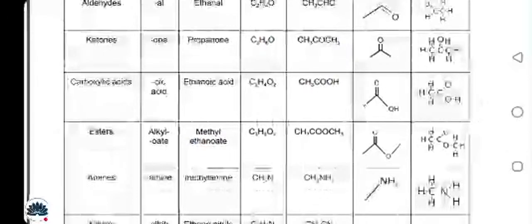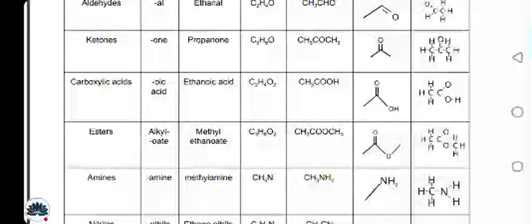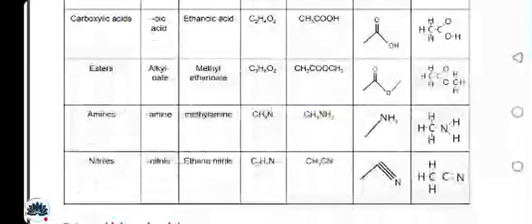For esters, it is alkyl and then oate, meaning who is having the methyl. How can you determine this? Suppose you have methane and ethane. Now you are required to understand that methane will give the word methyl, and ethane will give the word ethanoate. So methyl ethanoate is the word for the esters. For amines, it is methylamine; the simple word amine will be added. And for nitriles, ethanenitrile.